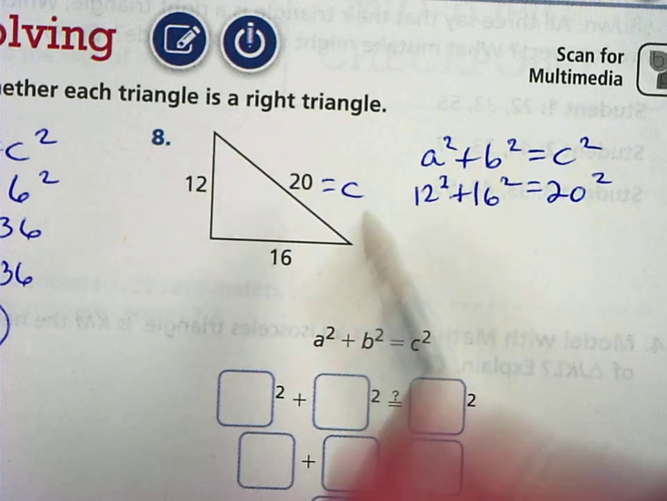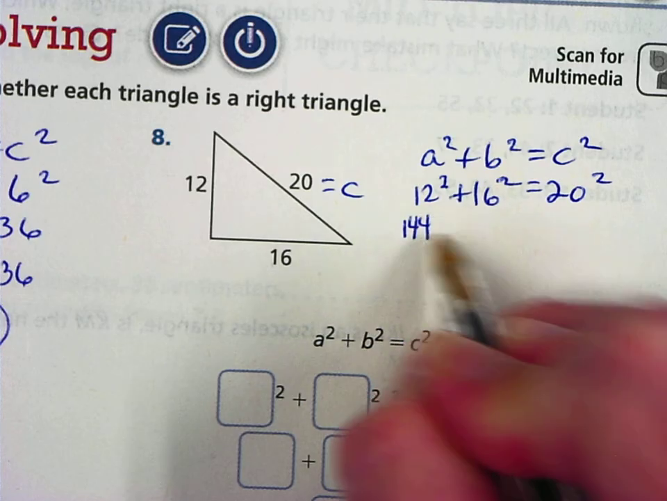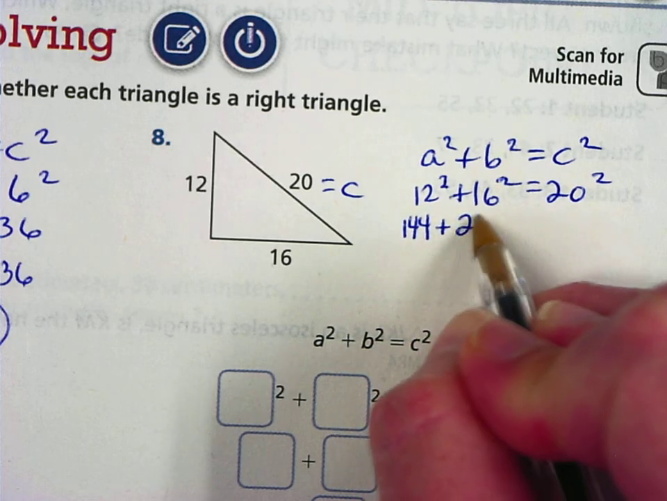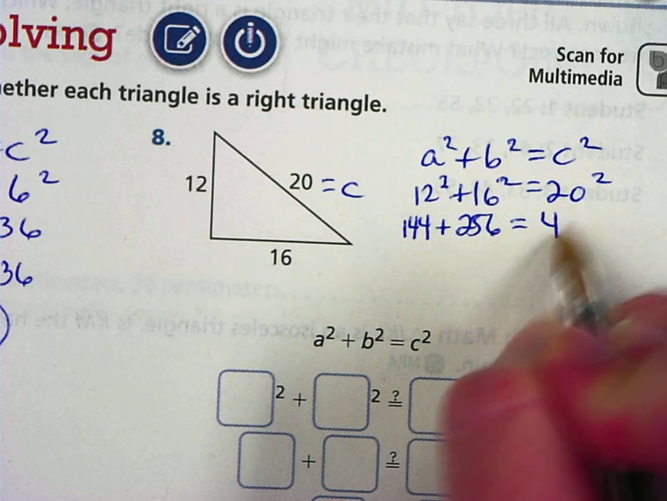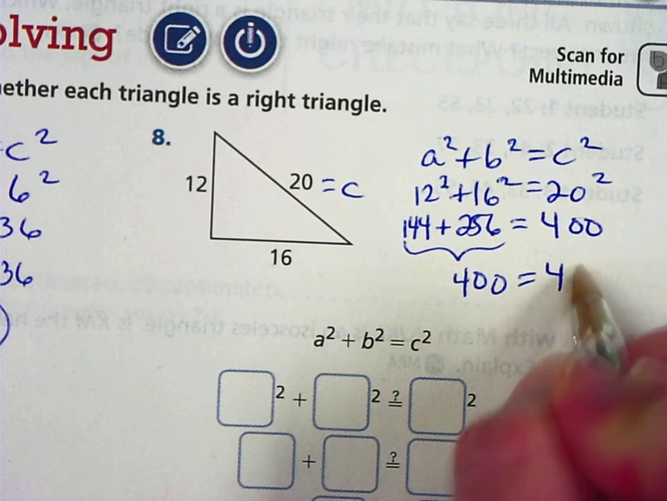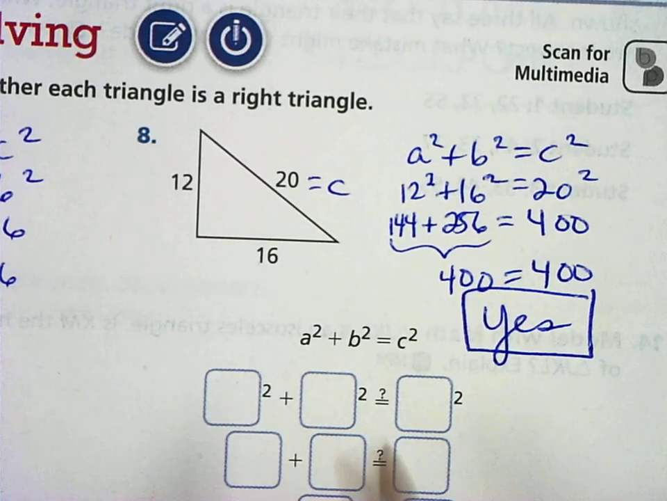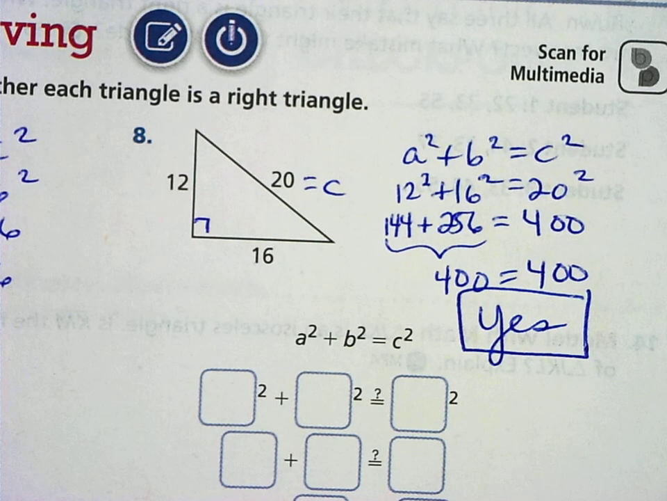Again, the biggest number has to be my hypotenuse because that's the longest side. So 144 plus 16 times 16 is 256, and 20 times 20 is 400. So now let's add this together, and 400 does equal 400. So yes, this is a right triangle. These three lengths can be the sides of a right triangle.